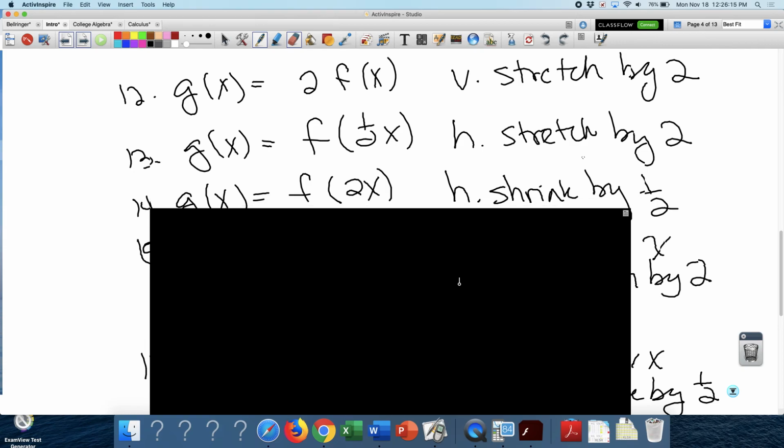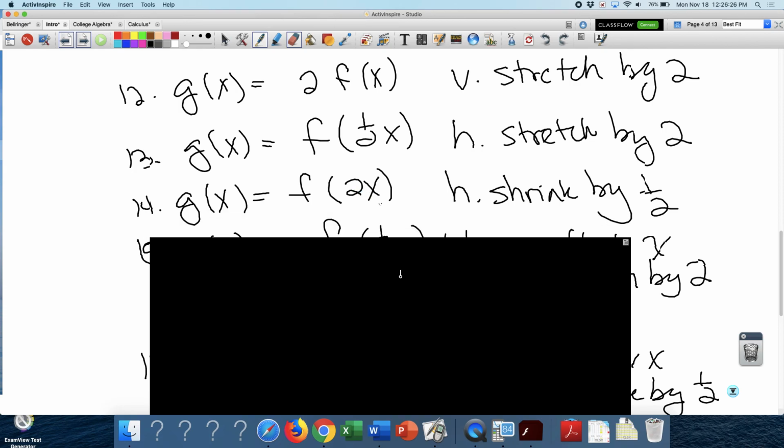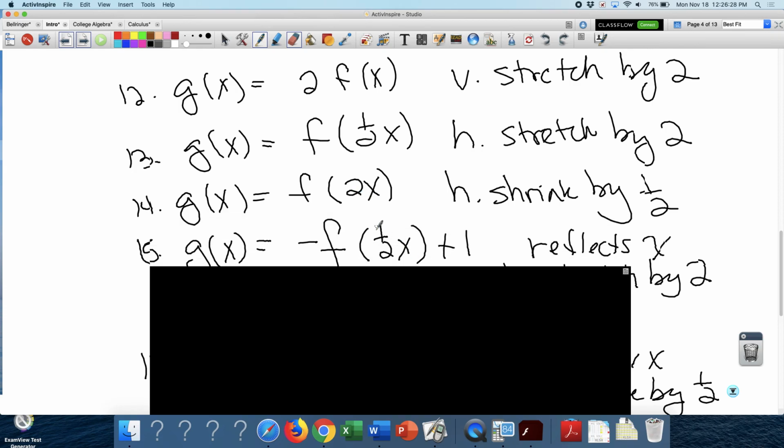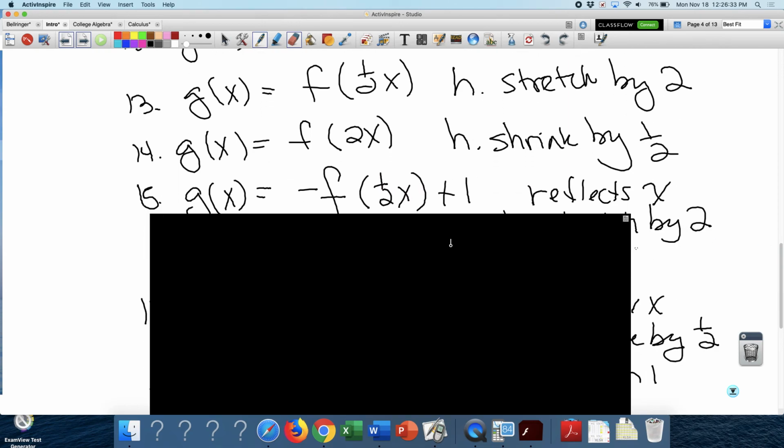Look at this one. Don't think of it as a 2, flip it. 1/2. So that would be a horizontal shrink. So it might help you to flip it first. What is this 1/2? So it'd be a horizontal stretch by 2 up 1.